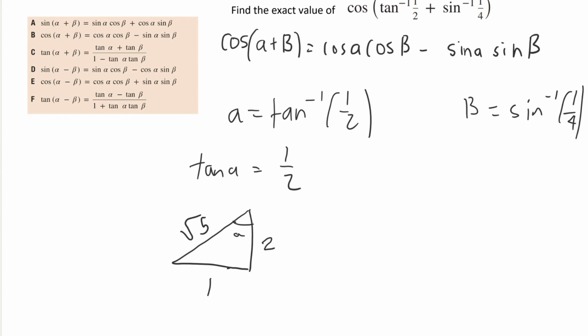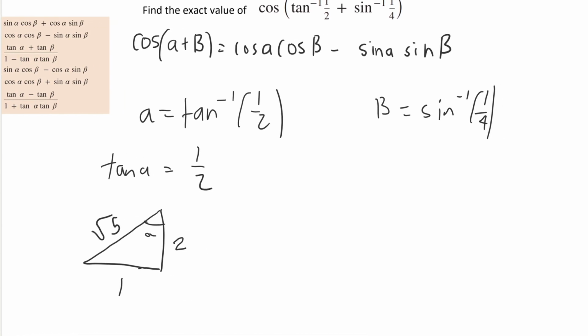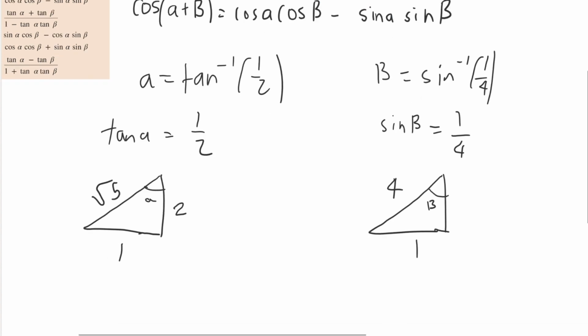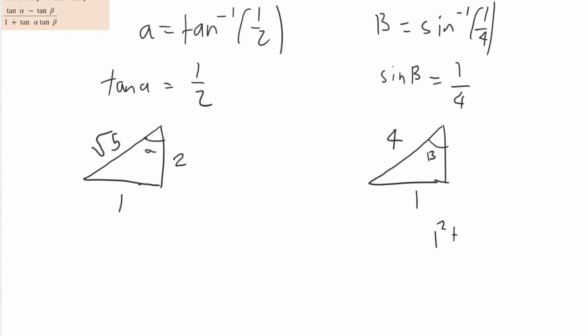That's our triangle there. For beta, we can do sine beta is equal to 1 on 4, and then we draw our triangle, make this angle beta. So sine is opposite over hypotenuse, so therefore it's 1 over 4, and then 1 squared plus x squared is equal to 16, x squared is equal to 15, x is equal to root 15, therefore this missing side is root 15 here.